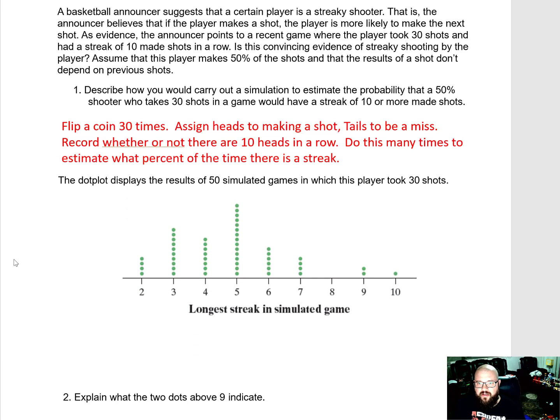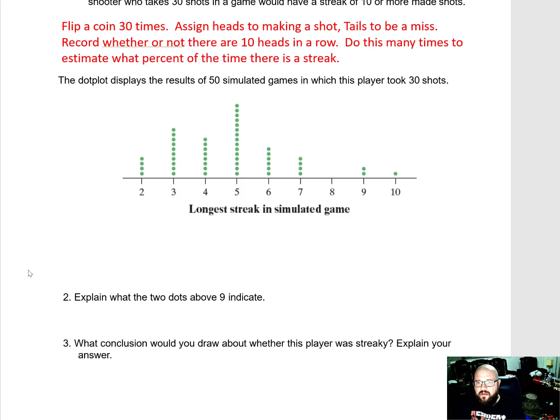Let's move on to the next one. The dot plot displays the results of 50 simulated games in which this player took 30 shots. It shows how many he made in a streak out of those 50 simulated games.